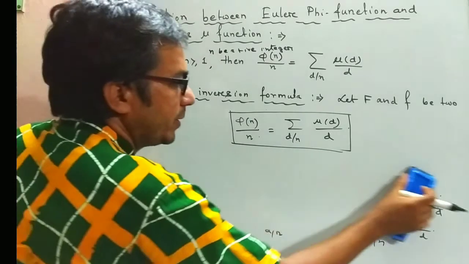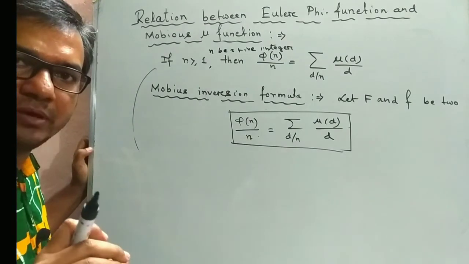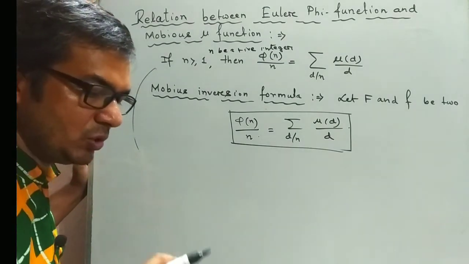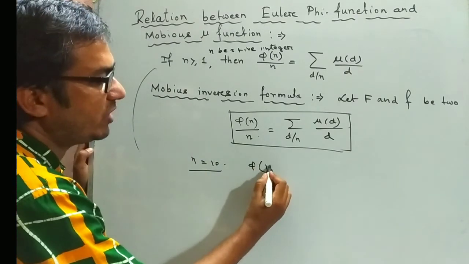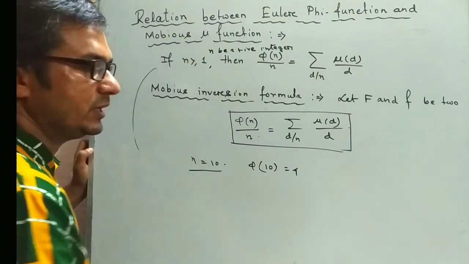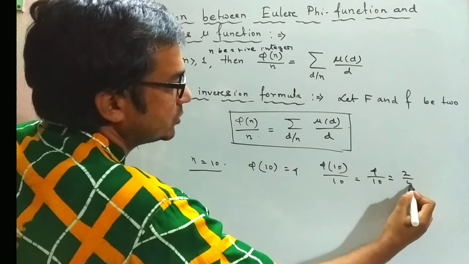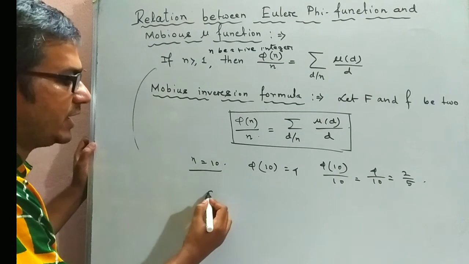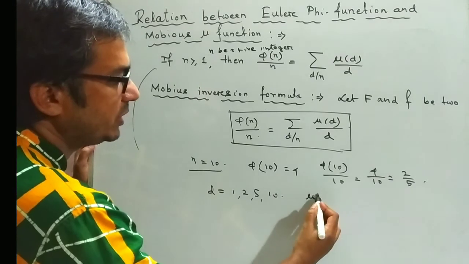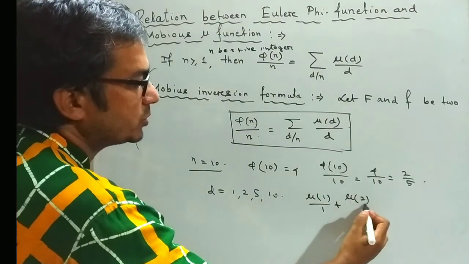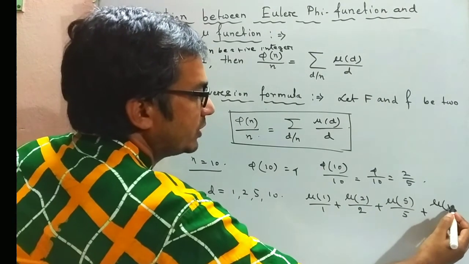Now to better understand, we consider a very easy example. We take n equal to 10. Then we know phi of 10 equals 4. Then phi of 10 by 10 is equal to 4 by 10, that is 2 by 5. And here d equals 1, 2, 5 and 10. Then mu of 1 by 1, mu of 2 by 2, mu of 5 by 5, mu of 10 by 10.